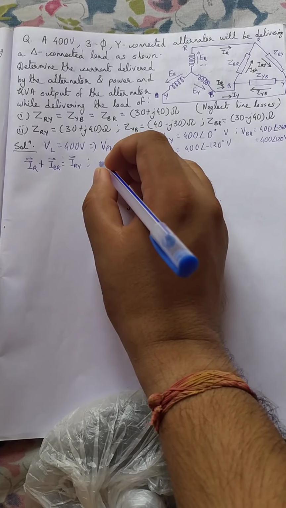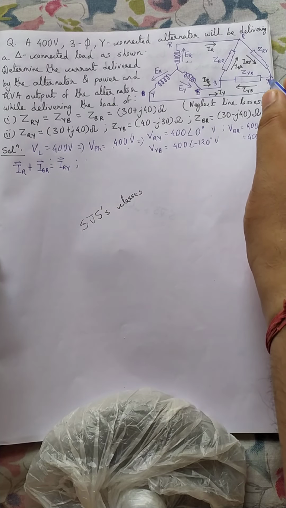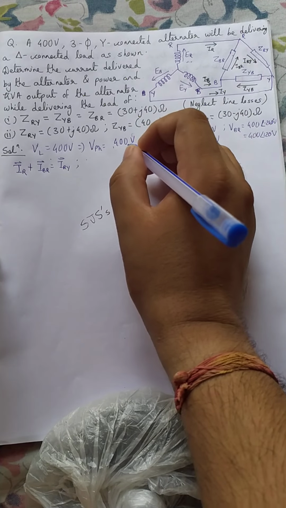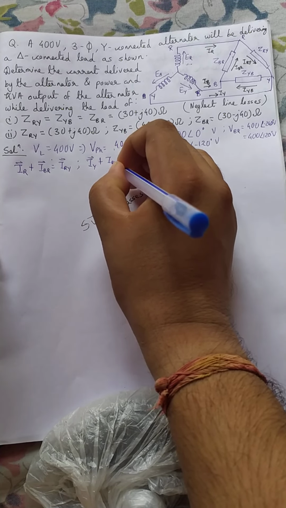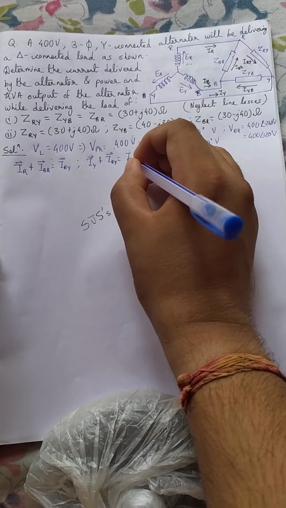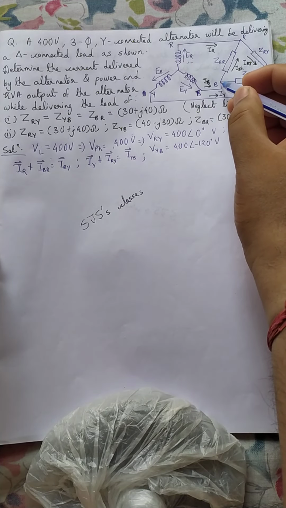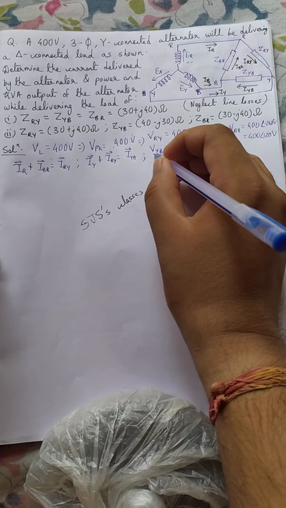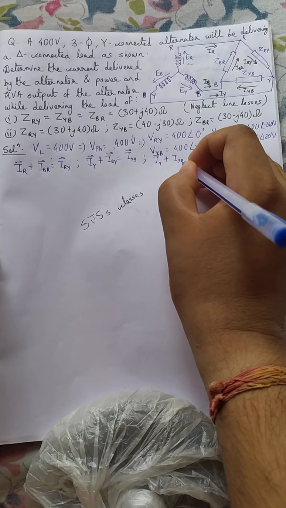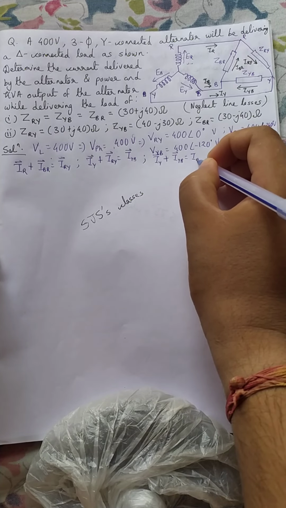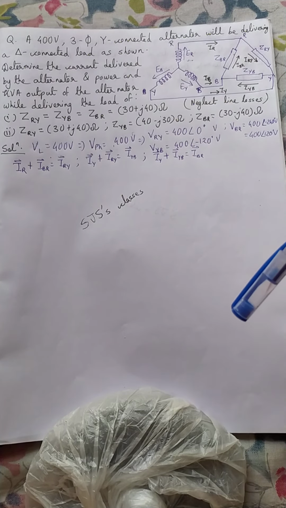Now what we could also write, if I am applying KCL at this node Y, what we could write? We could write IY plus IRY should be equal to IYB. And now we are applying KCL at this particular point. So what we could write? IY plus IYB should be equal to IBR. So simply by applying KCL, we are writing this.